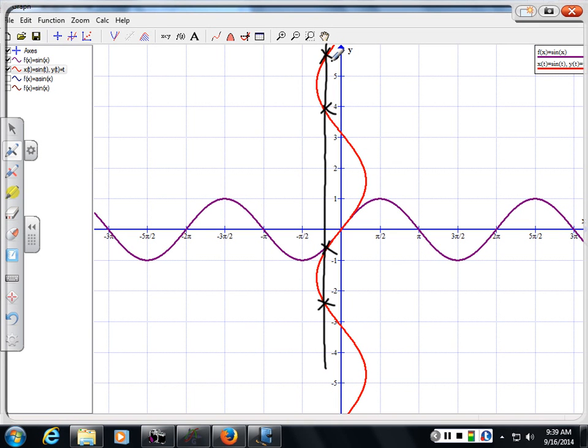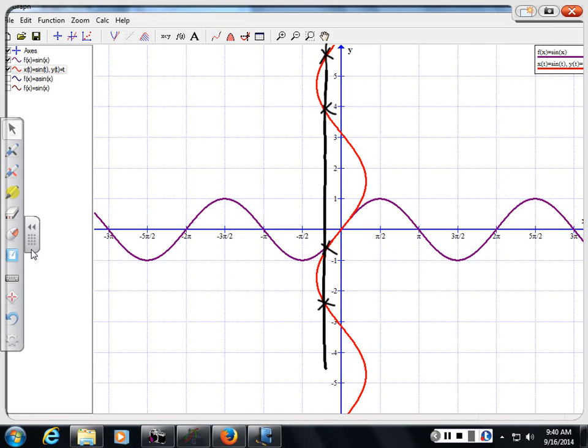Just like the original function failed the horizontal line test, the inverse is failing the vertical line test, so therefore, what do I know? It's not a function. So, by definition, a function will only have an inverse function if it passes the horizontal line test, which means that the inverse graph has to pass the vertical line test. This red is the inverse graph. It does not pass the vertical line test.